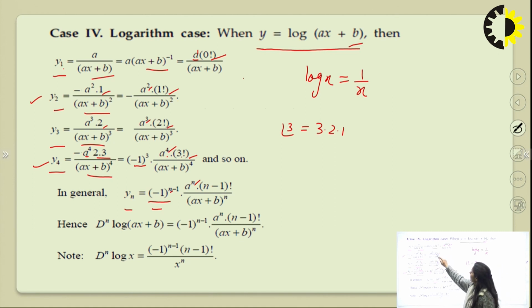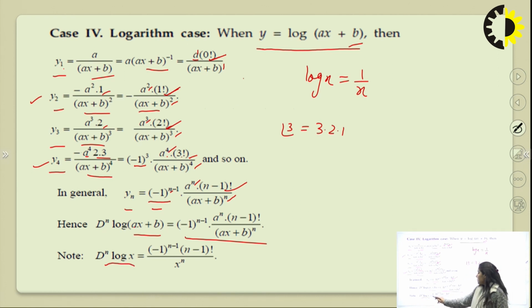Now the next term: in y1 factorial 0, in y2 factorial 1, in y3 factorial 2, and so on. In yn here will be factorial n minus 1. Now for the (ax plus b) powers: for y1 power 1, for y2 power 2, for y3 power 3, for y4 power 4, and so on. For yn here will be power n. So the nth derivative of log(ax plus b) is equal to this. Now if we put a equal to 1 and b equal to 0, then we get the derivative of log x, which is equal to minus 1 power n minus 1 factorial n minus 1 upon x power n.